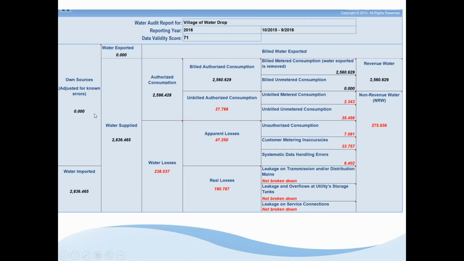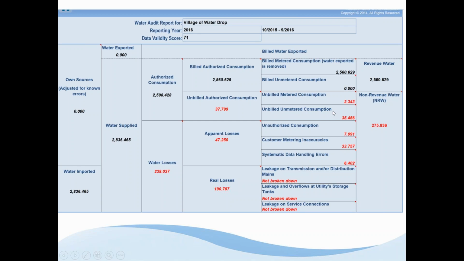For our community here, you can see where they imported the 2.8 billion gallons of water. That's what they supplied into the system. And then the authorized was the 2.5 billion was authorized or went through customer meters, but 238 million did not. And then as we see, we break it down into each of its individual pieces on apparent losses versus real losses, and then broken down farther as you go through the matrix.